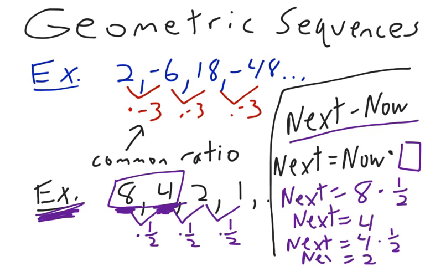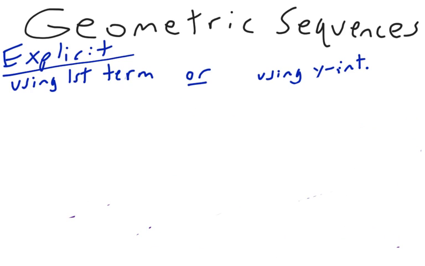I don't know about you, but I would get tired of doing that after a while. So this only works if you have patience, and you only want to use it with small sequences. Like if we were finding the 50th number, would you feel like doing that 50 times? Probably not. So let's learn the explicit equation for this.